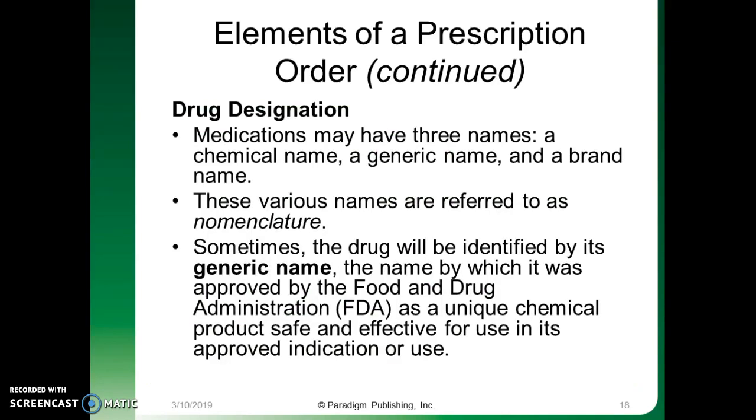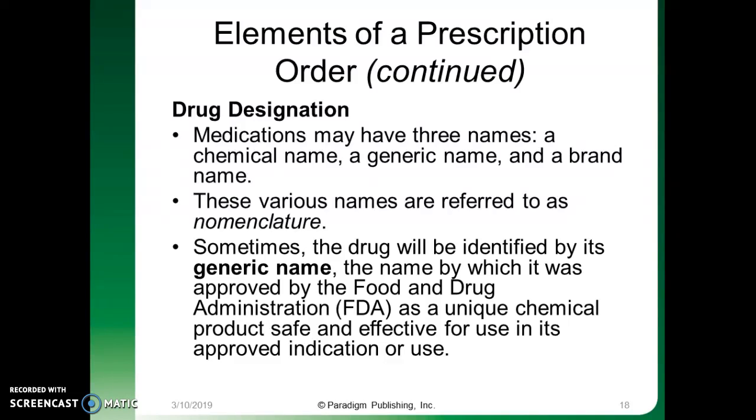So, drug designation. Medications may have three names: a chemical name, a generic name, and a brand name. These various names are referred to as the nomenclatures. So whenever the drug went through its specific approval process, they had to come up with these three names for that medication.